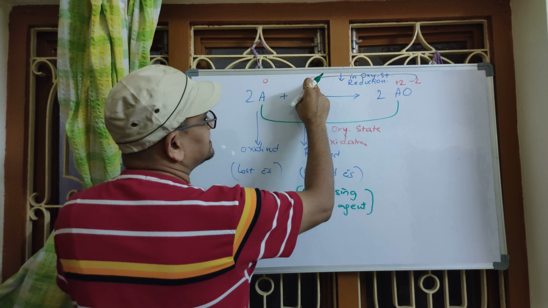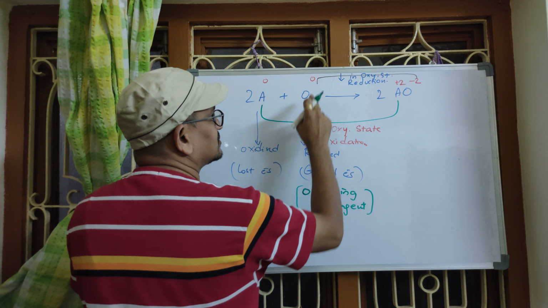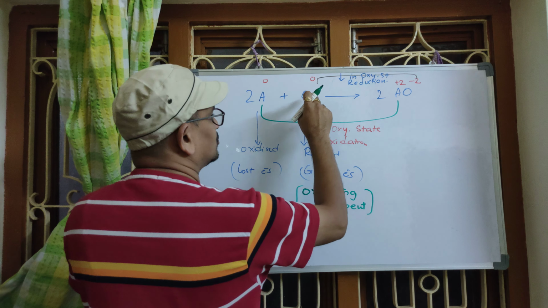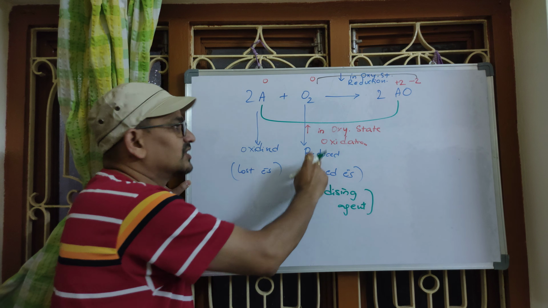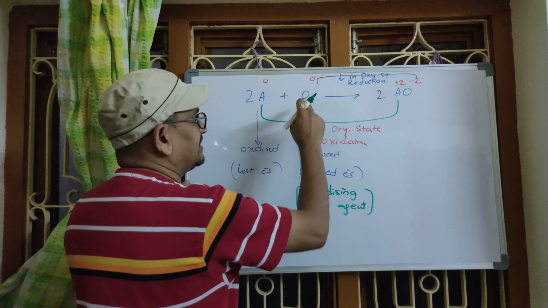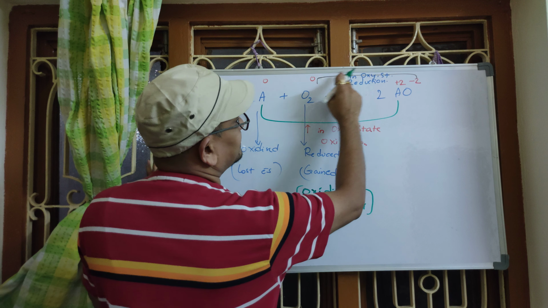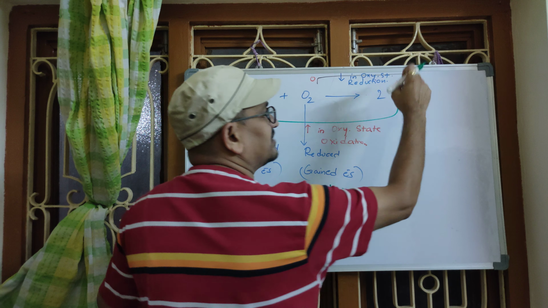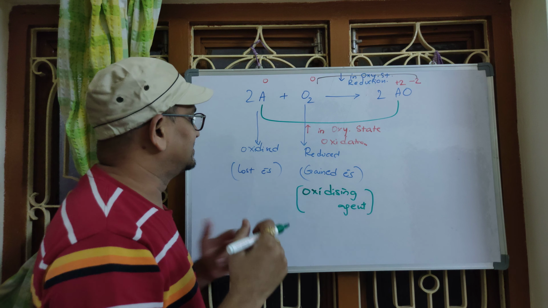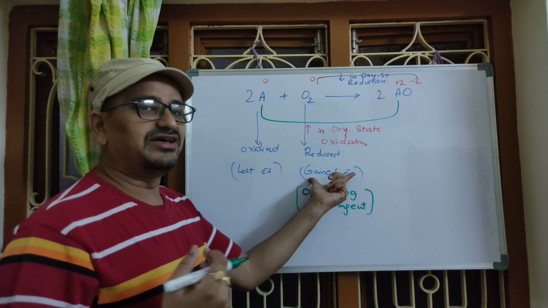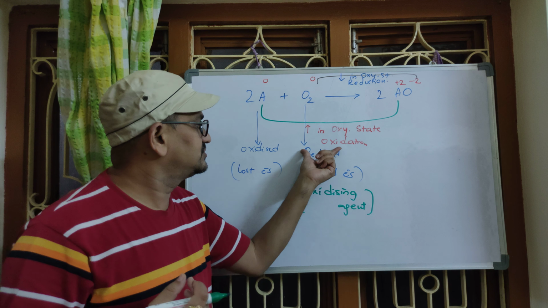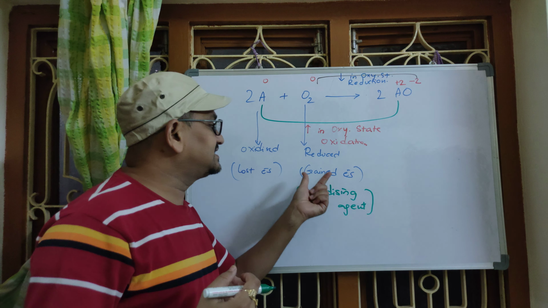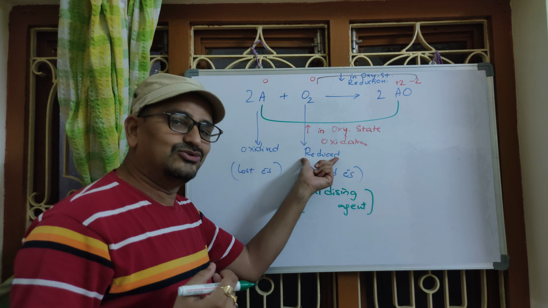Similarly, let's come to oxygen. Oxygen is changing from 0 to -2. Decrease in oxidation state means reduction. So O₂ is reduced. O₂ is reduced because it had gained electrons. See, 0 has no charge, and changing to -2 means 2 negative charges were gained, so it gained electrons.